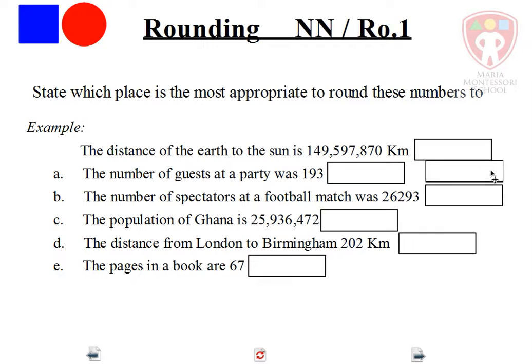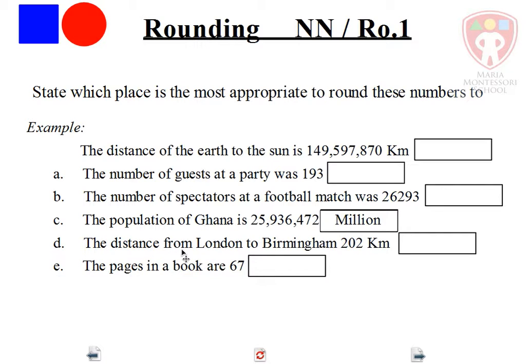The number of spectators at the football match was 26,293. So what is the most appropriate level of accuracy to round this to? Yes, it should be rounded to the nearest thousands. Check your work, give yourself a mark. Well, the population of Ghana is 25,936,472. If you wanted to round that, the most appropriate level of accuracy would be the millions. Yes, to the nearest whole million.